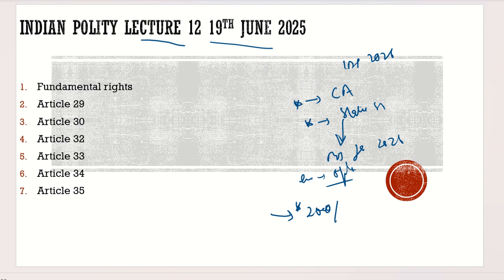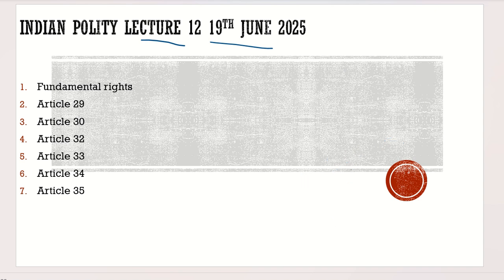Now let's start with the discussion. Let's start from where we left yesterday. As we are discussing fundamental rights, in our previous classes we discussed first the right to equality, then the right against exploitation, then the right to freedom of religion, and now today we are going to discuss cultural and educational rights. We will try our best to cover the full fundamental rights in today's discussion.